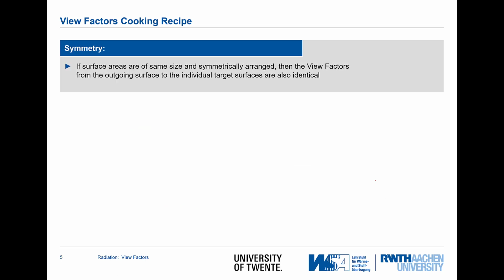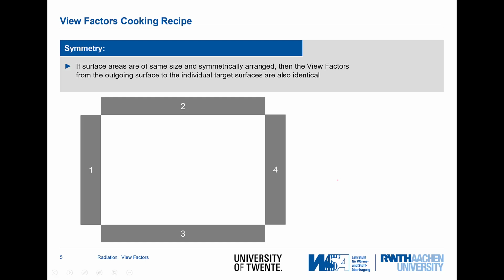Let's move forward with the symmetry. So here we can make symmetry by saying, well, 2 and 3 are the same size. So F12 must be F13. 4 and 1 are also the same, so F42 is F43, and that's written here. And the same for these view factors. So make use of symmetry whenever you see it. It makes your life here much easier.